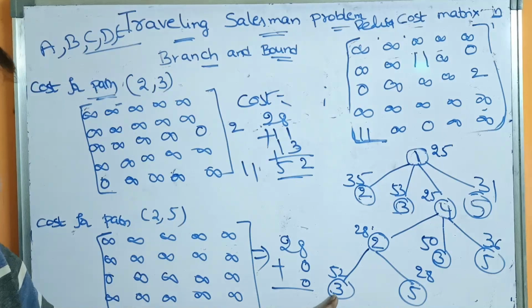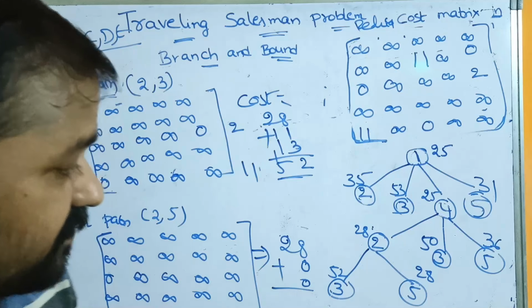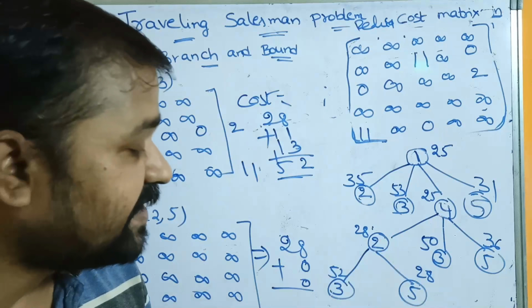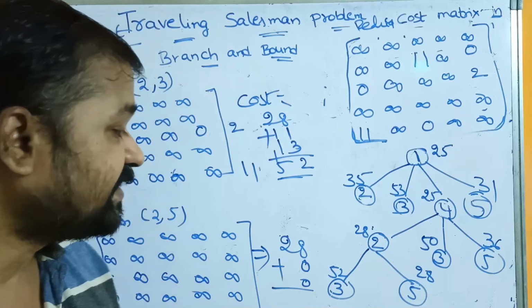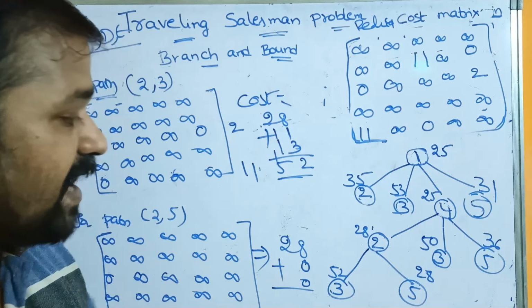So here this path cost is what? 52. This path cost is what? 5. So out of 52 and 28, which is the minimum value? So 28 is the minimum value. So now we have to explore 5.